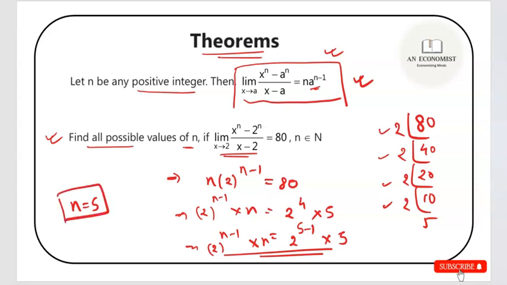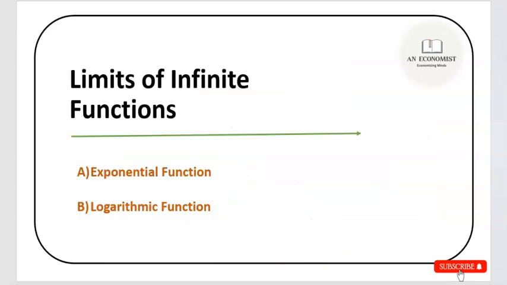Do this on your own. It's very simple. You can see here that n is equal to 5, right? So that is what we tried to find out, all possible values of n. So the possible value of n is 5, for which this holds. Okay. So in this way you will get multiple questions on this. So try to remember the formula.